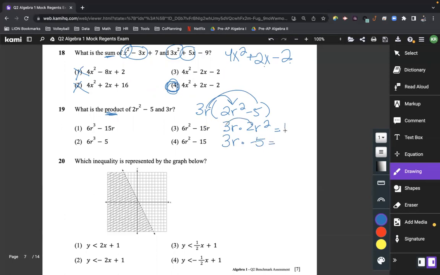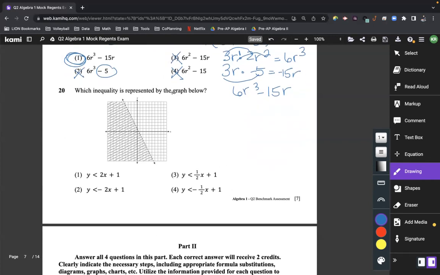3 times 2 is 6. r to the first times r squared is r to the third. You have to add those exponents. There's an imaginary 1 here. 3r times negative 5. 3 times negative 5 is negative 15. And then you stick the r on the end. So your answer should have been 6r cubed minus 15r. This is r squared, not right. This is 6r cubed minus 5. That's not correct. The answer choice is 1.